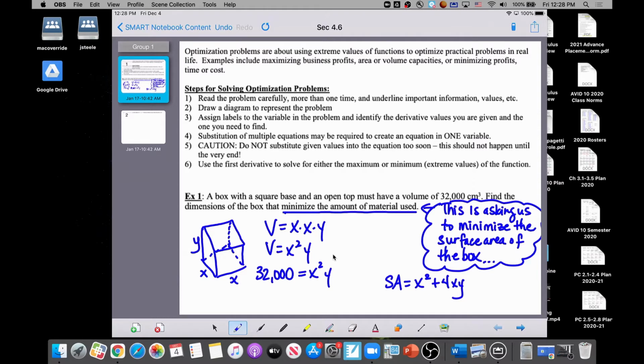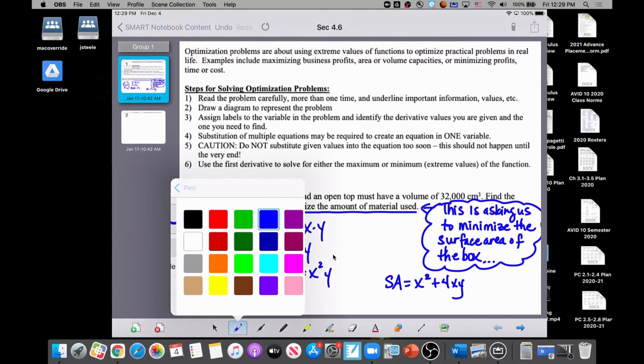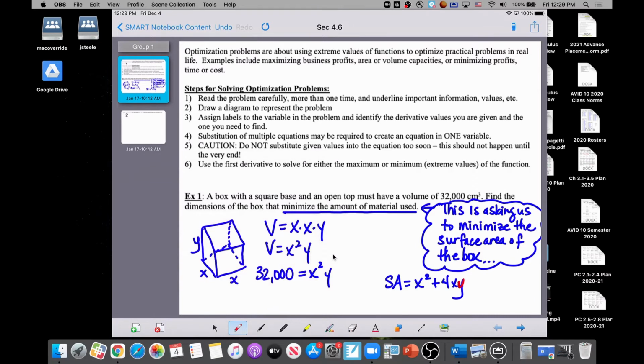Right now we have a surface area equation, and that's the equation that we want to minimize. Eventually we're going to need to take the derivative of the surface area equation in order to minimize it. But the problem is that right now, that surface area equation is in 2 variables, X and Y, and I want it to be in just one variable. So that's what the volume equation is for. It's going to allow us to do a substitution for Y.